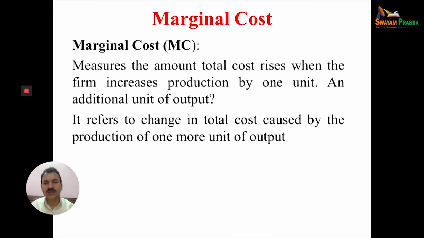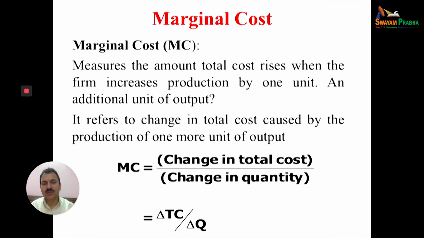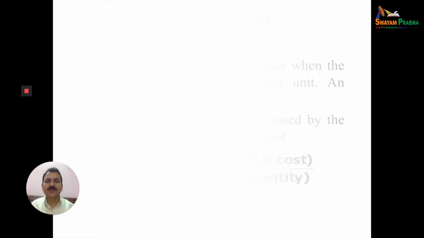Marginal cost refers to the change in total cost caused by the production of one more unit of output. When you increase one more unit of output, there will be a change in total cost, and that is called the marginal cost. Change in total cost divided by change in quantity: delta TC, where TC means total cost, divided by delta Q. So marginal cost is equal to change in total cost divided by change in quantity.